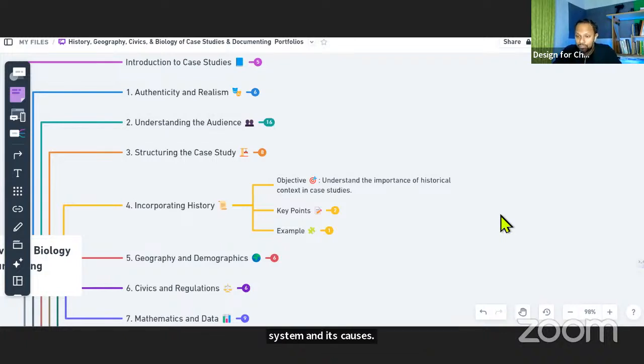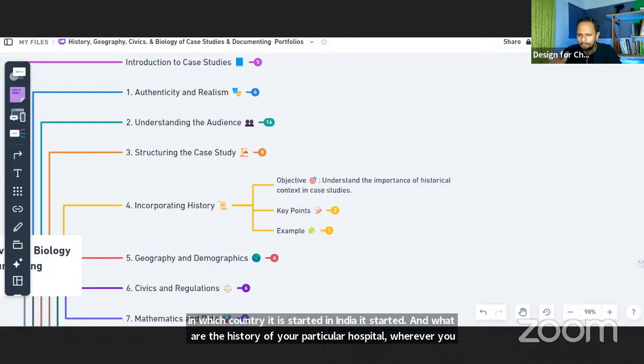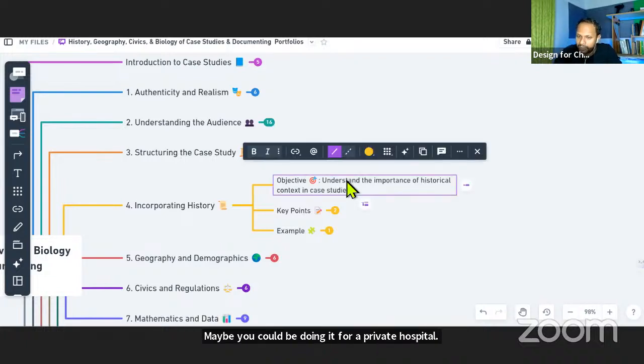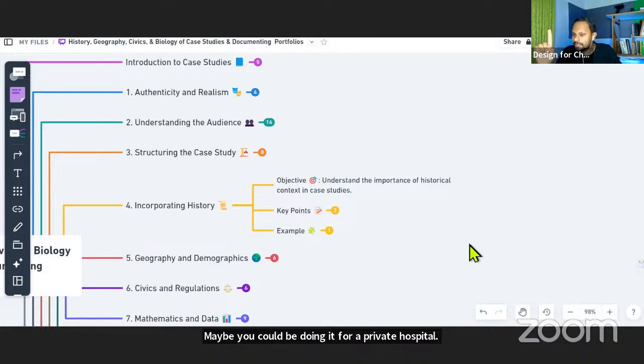Let's say you're structuring a case study. Please pay close attention, guys. Now we are going to the core of this particular video. When you're structuring the project and case study for an inefficient blood donation management system, first you need to think about history. What is meant by blood donation? From when have people started donating blood? Who first started this activity? In which country did it start? In India it started. And what is the history of your particular hospital where you are solving this project? Maybe you could be doing it for a private hospital or a government hospital, that's up to you. Try to understand the historical context and the importance. That's the very first element in your project.